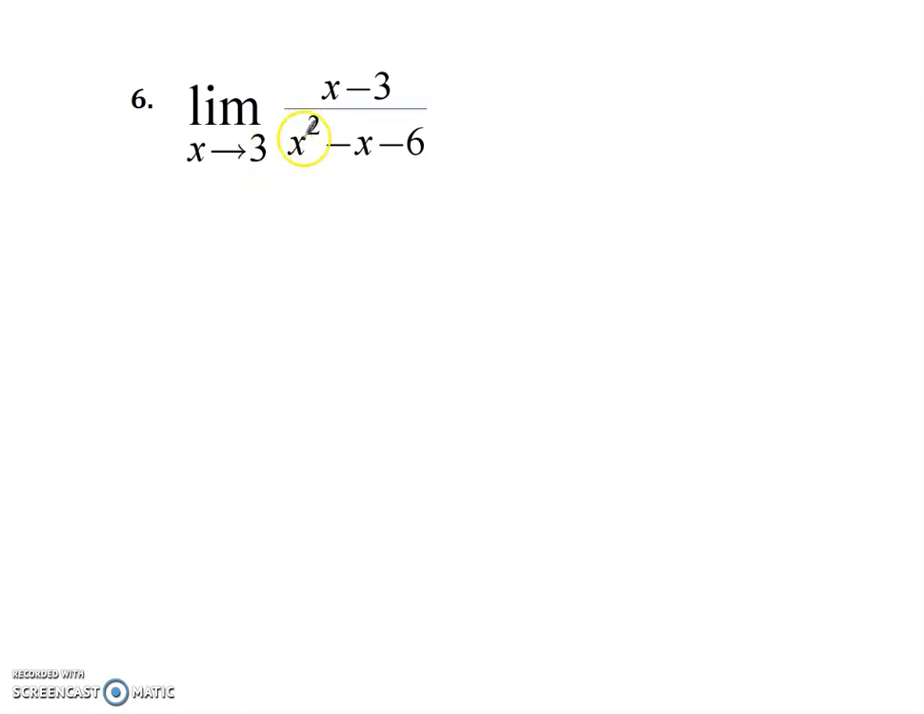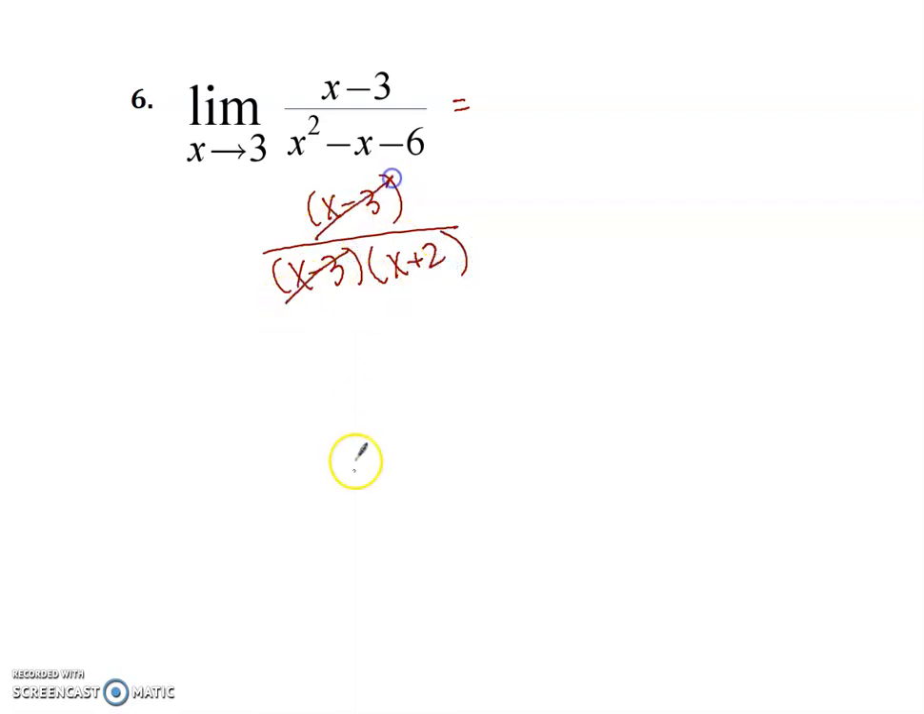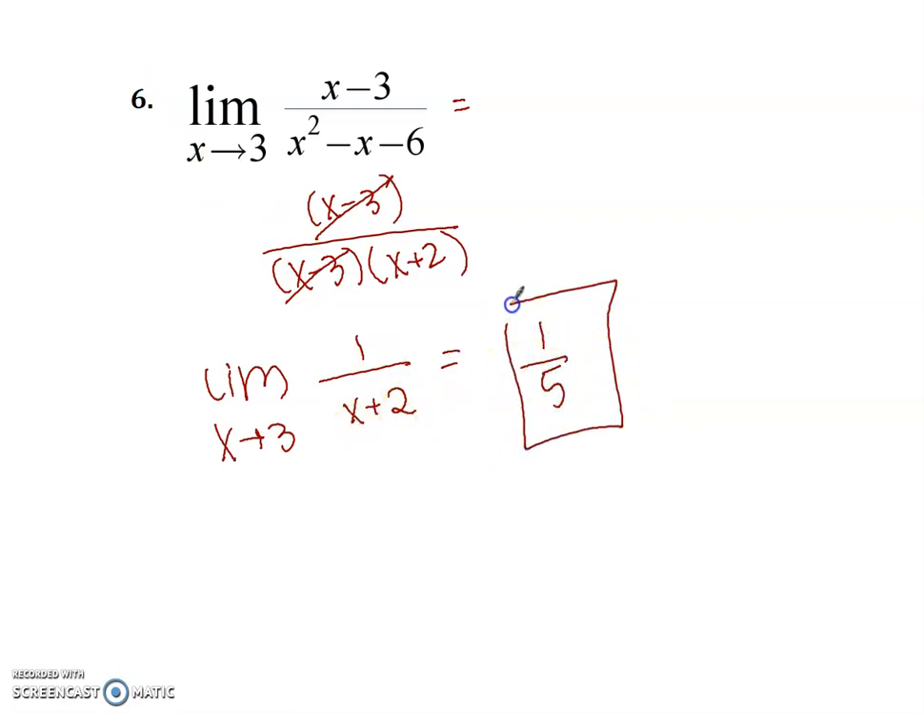Now this one, if I plug in 3, I'm going to get 9 minus 3 minus 6, so that gives me 0 on the bottom, and it also gives me 0 on top. So since I have 0 over 0, this is one with a hole. So this is one where I would factor the numerator, which can't be factored, factor the denominator, and then you should be able to cancel out the x value where the hole is. And then from here, I'm left with a 1 on top and x plus 2 on the bottom. So when I plug in 3, I'll get 3 plus 2, 5. So this limit will be 1/5.